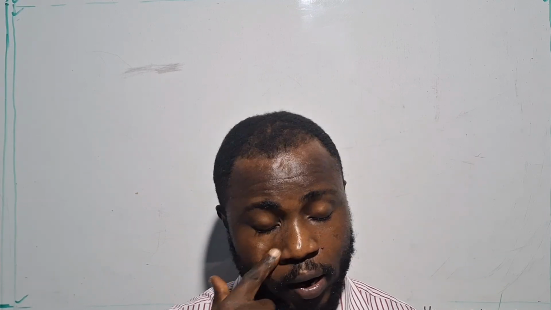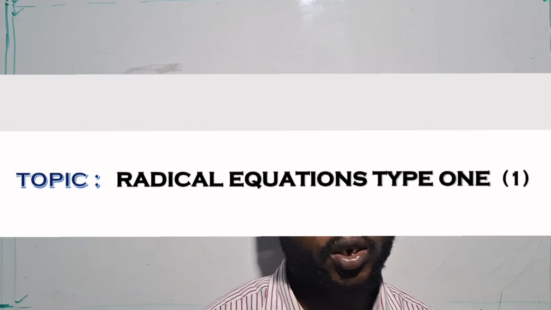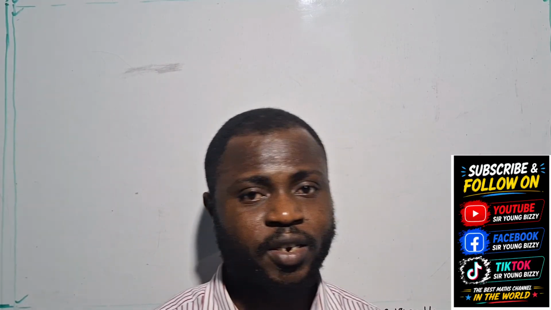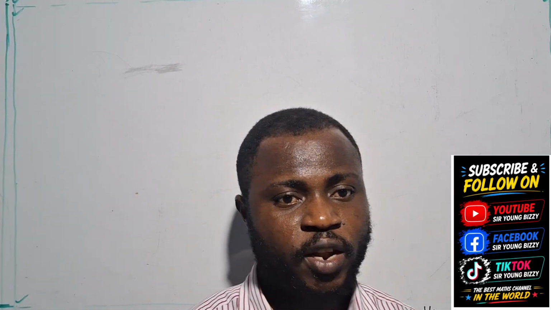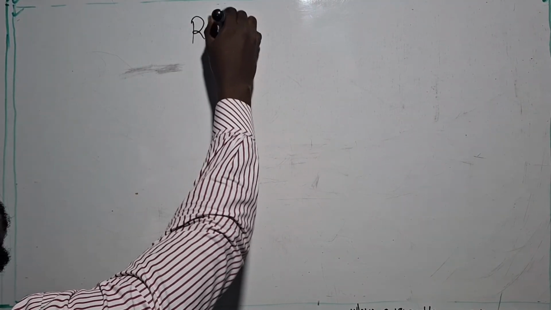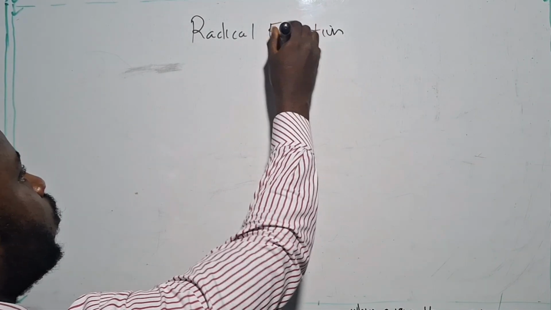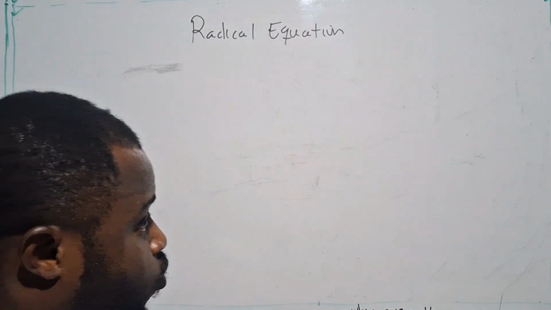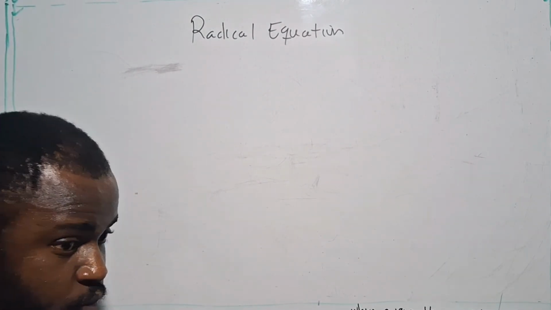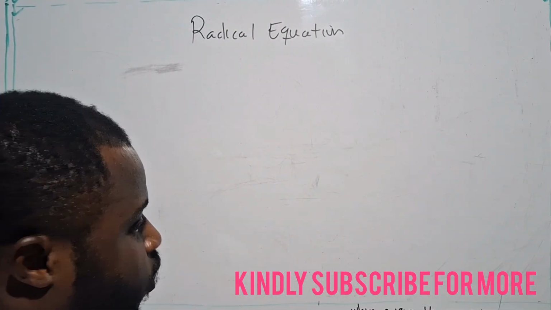So today our lesson is going to be radical equation. Yes, radical equation, which is mostly featured in elective mathematics or further. So when we talk about radical equation, we have linear equation, quadratic equation, simultaneous equation, then we have so many forms of equation. But what is radical equation?